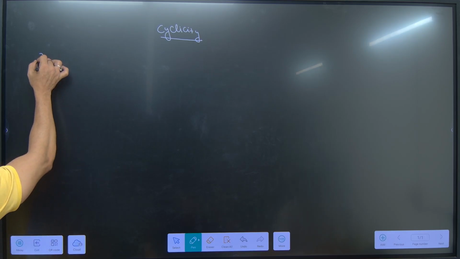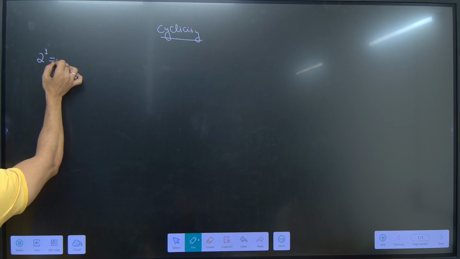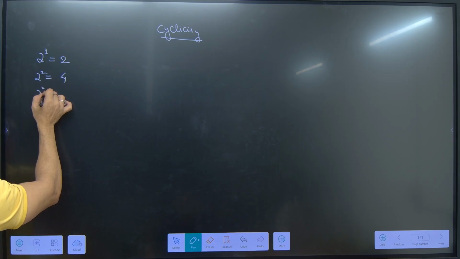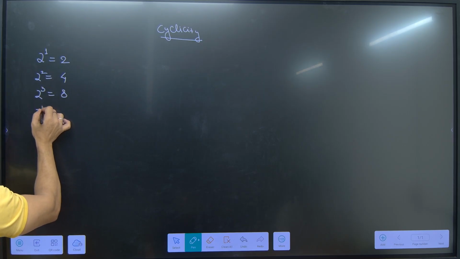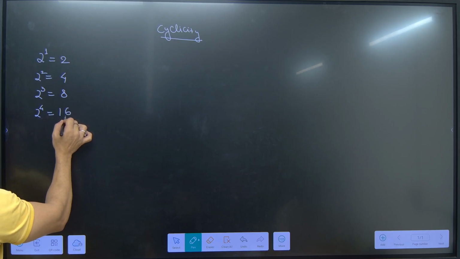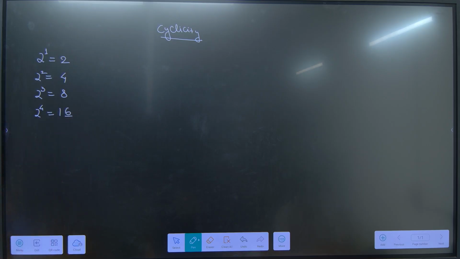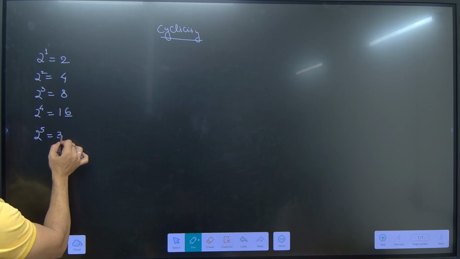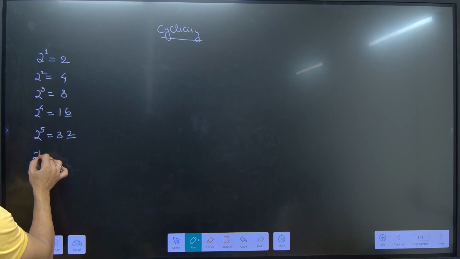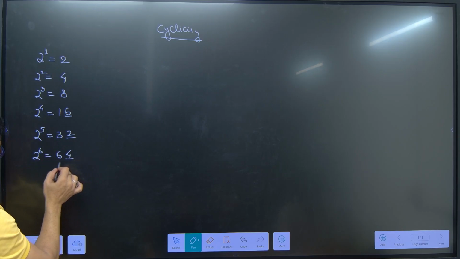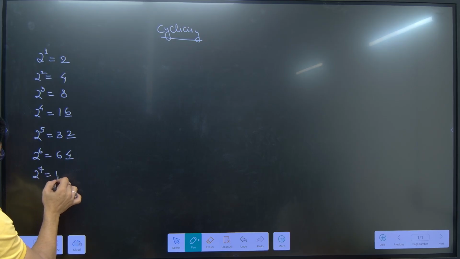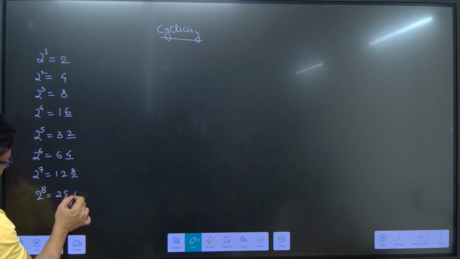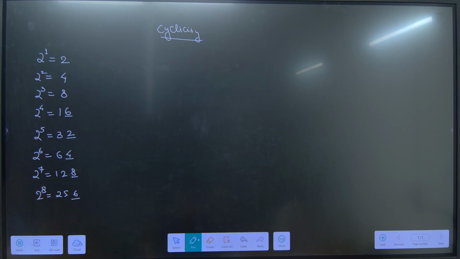Example, take 2 raised to the power 1, which is 2. 2 square is 4, 2 cube is 8, 2 raised to the power 4 is 16, but focus only on the last digit. Then 2 raised to the power 5 is 32, last digit is 2. 2 raised to the power 6 is 64, last digit is 4. 2 raised to the power 7 is 128, last digit is 8. 2 raised to the power 8 is 256, last digit is 6.